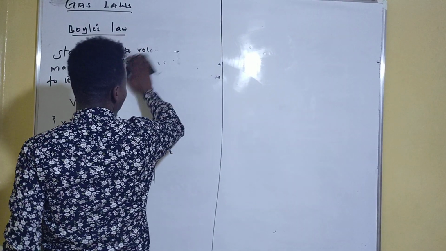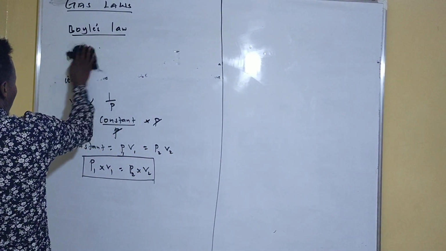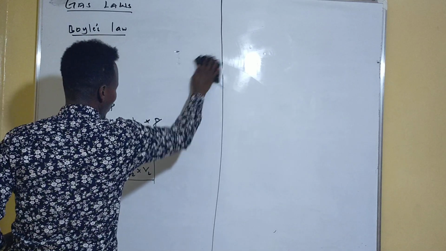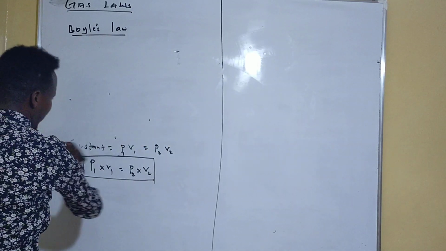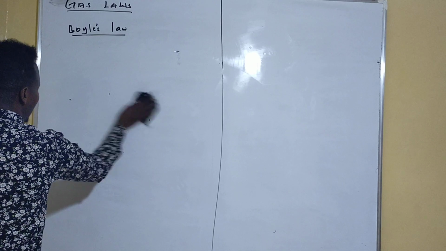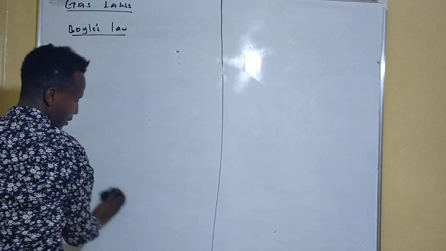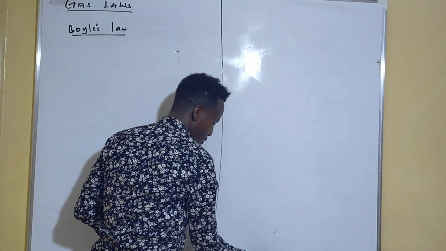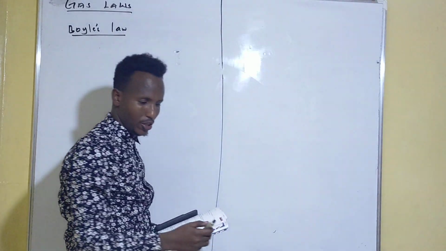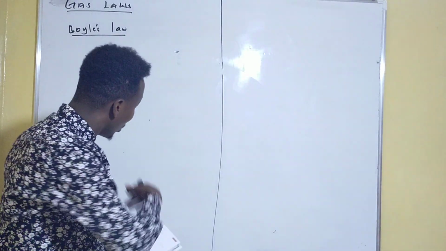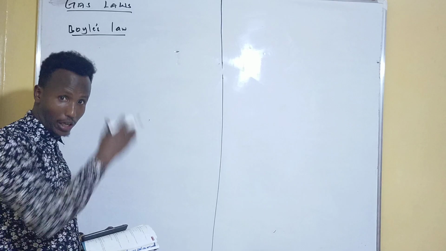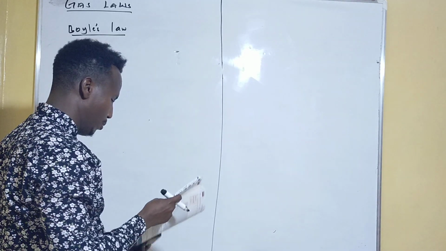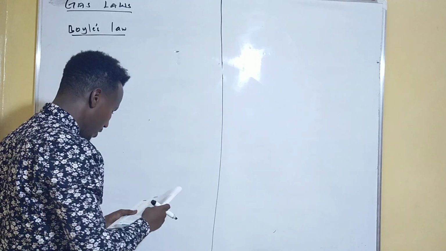Let's see examples here. Let's see examples from Boyle's law, examples based on calculations. So if you are in Form 3 right now, you are very lucky, because you can go with me. I know I'll start from the first chapter to the last chapter, so you can go with me, I'm sure. Okay, let's see the first example.